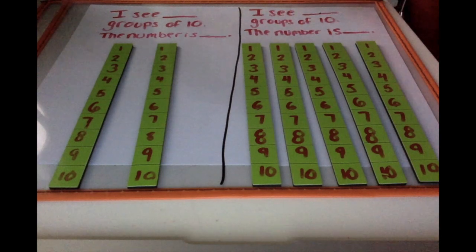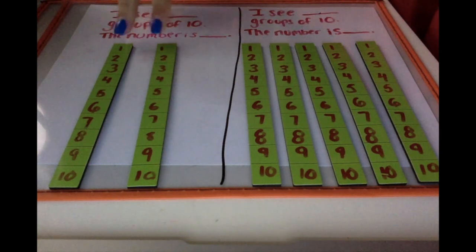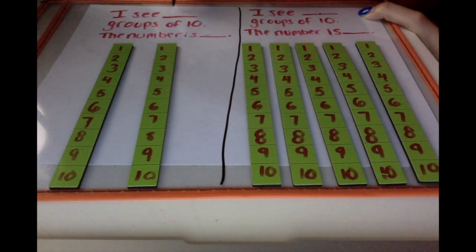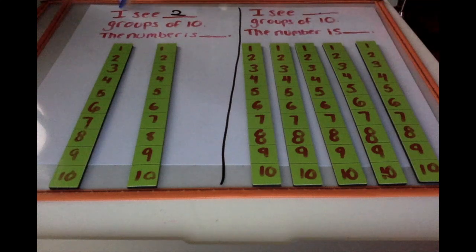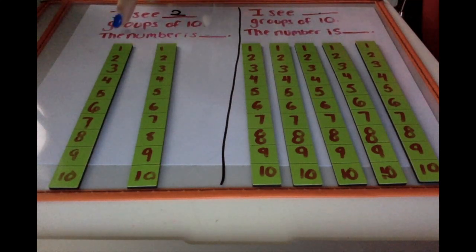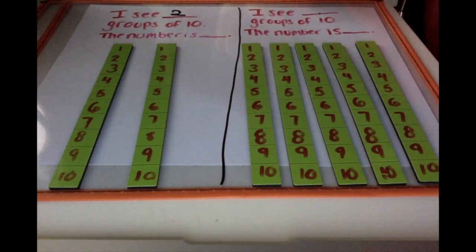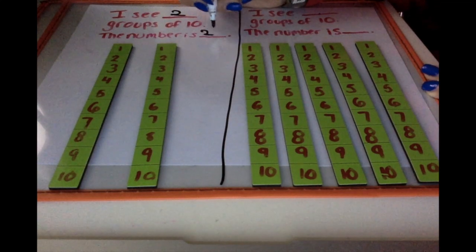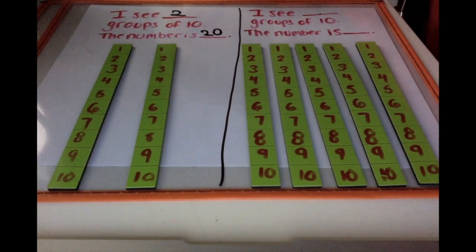So let's take a look at these two sets of numbers. Let's start on this side. So here we have our same sentence. I see blank groups of 10. The number is blank. So this one's pretty easy. How many groups of 10 are there? That's right, there's only 2. I see 2 groups of 10. The number is, we can count by tens or use this to help us with the tens place. 10, 20. The number is 20. Sorry, it's tricky to write upside down. So I see 2 groups of 10. The number is 20. This 2 helps us because it's the same 2 in the number 20.